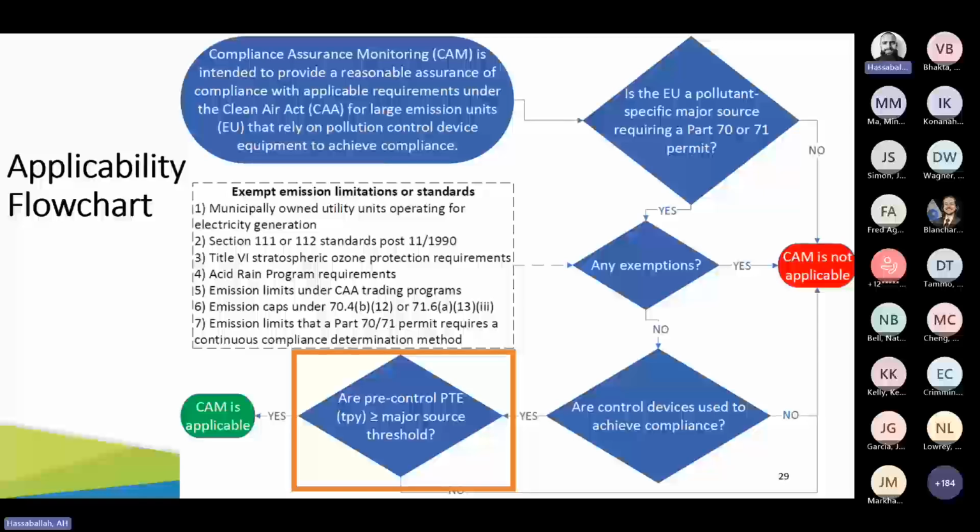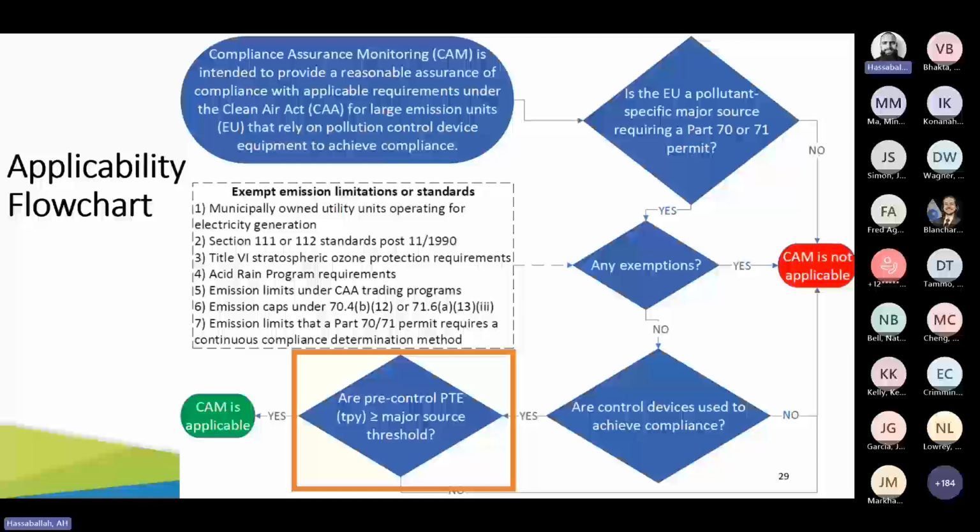If it's not, then you exited the cycle at the very last step, and your emission unit is not subject to CAM. So we spent a few minutes on the applicability flowchart to help assess whether or not an emission unit is subject to CAM.